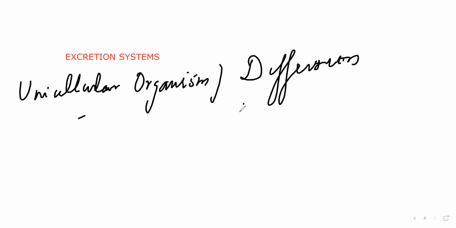Let me write the spelling down clearly here. D-I-F-F-U-S-I-O-N. Diffusion. So I think we got a basic idea about excretion. Obviously there will be some activities in the body which generate waste. Mostly these wastes contain nitrogen, and the nitrogen waste produced by the body is harmful.